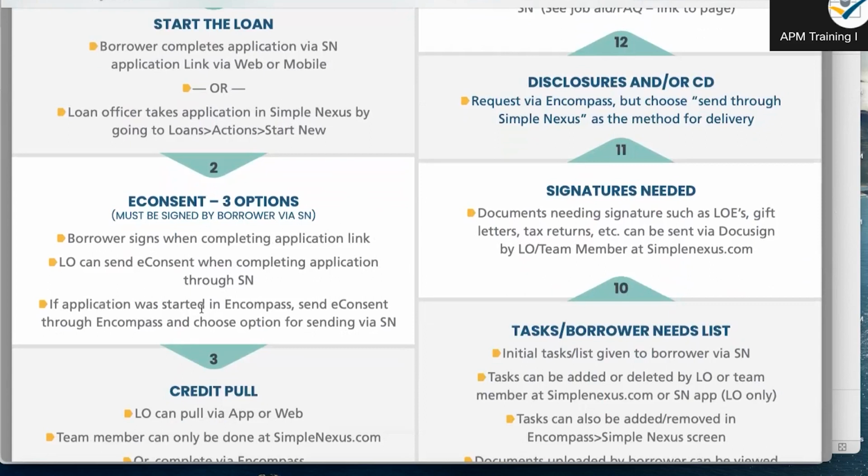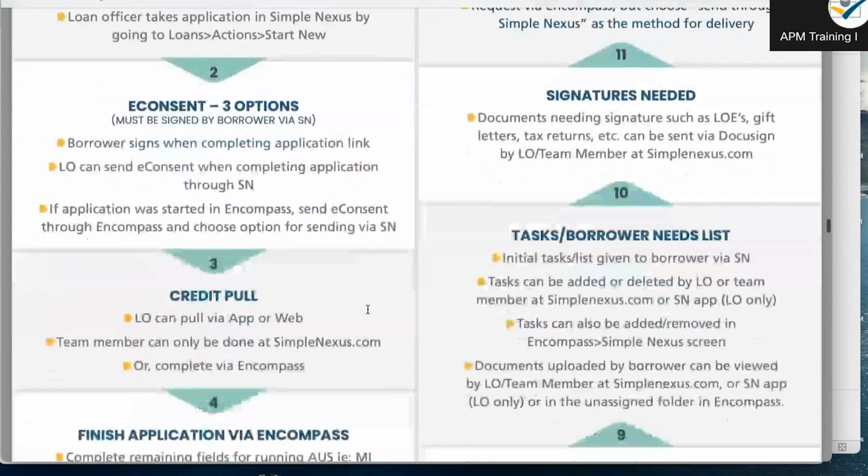But if the application was started in Encompass, maybe that loan officer needed to copy over a file from an old one, or maybe there was one that didn't work out before, or maybe the loan officer just took the application in Encompass. They can also send that e-consent through Encompass, and what you'll do is go to the e-folder and then choose the e-consent and then just choose to send it through SimpleNexus when you are actually sending that out. So that could be done also inside of Encompass.